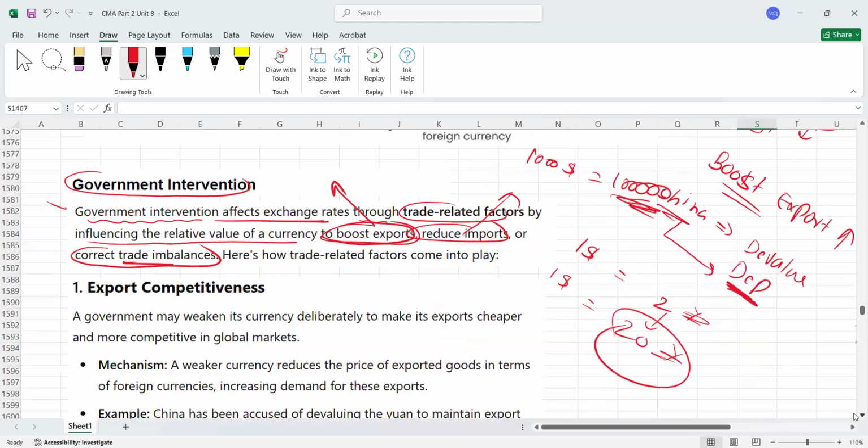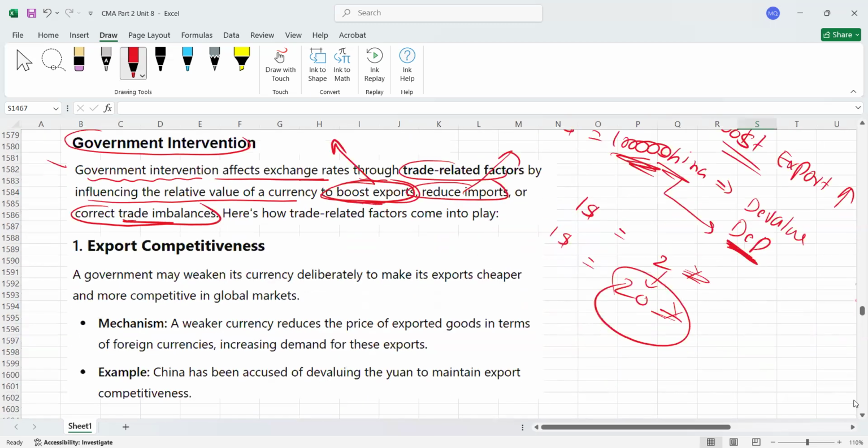So I have already explained here how you can boost exports. If you want to increase your exports, it is better to depreciate your currency. But if you want to reduce exports, obviously no one wants this, but then what is better? Appreciate your currency, because once you appreciate your currency, your product will become more expensive for foreign investors and they will not buy. Understood? Now I'm going to give you another example: reducing imports.